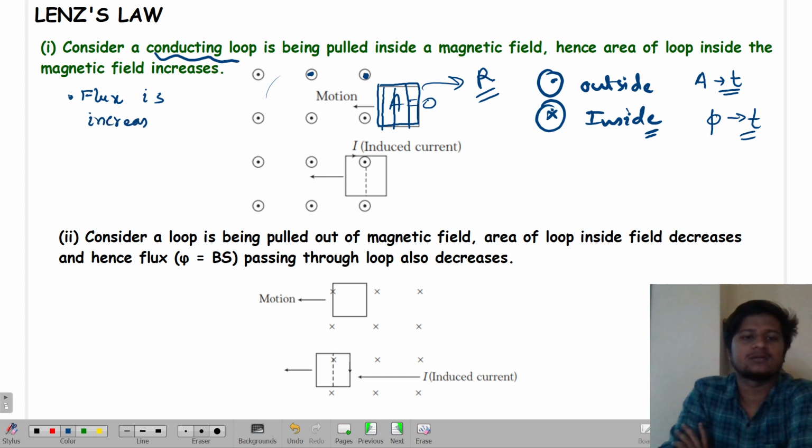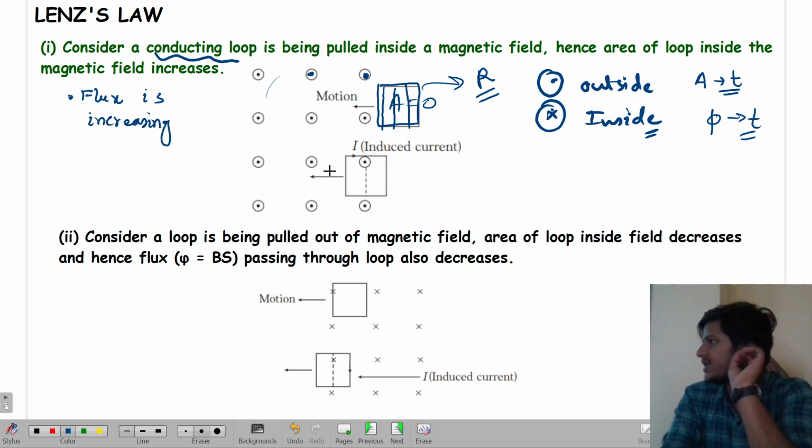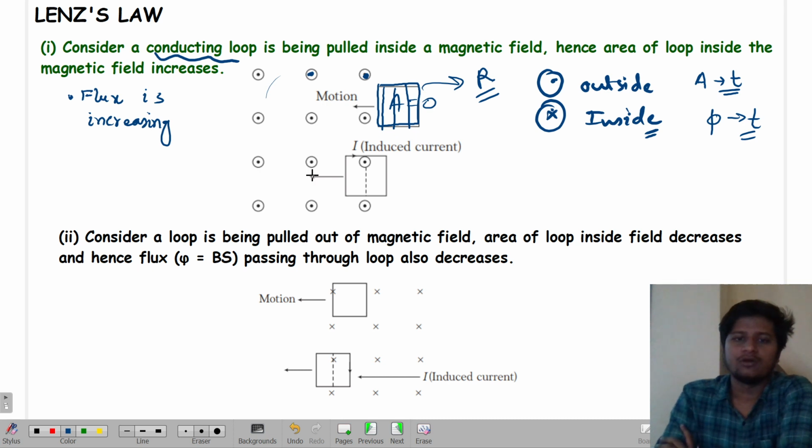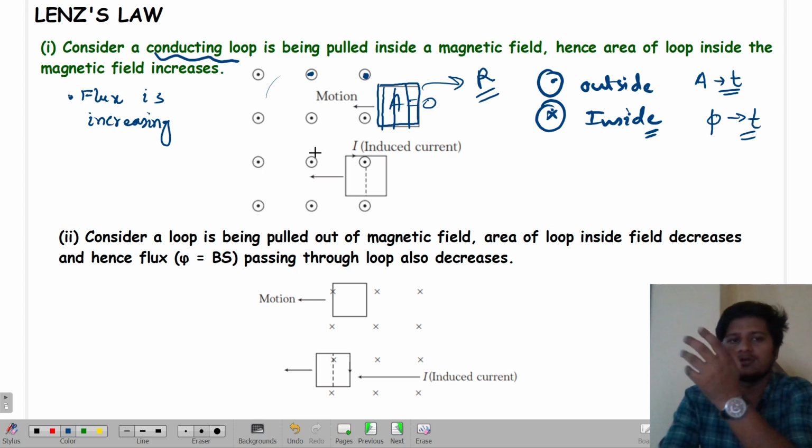What is happening, guys? Look over there. Try to understand. Initially, the flux of the system was how much? 0. Yes or no? Because there were no magnetic field lines crossing through this particular area. So flux is how much? Zero initially. Now, when it has started entering into the magnetic field, the flux has suddenly started increasing or not, because the area inside the magnetic field is also increasing. So with respect to time, what is increasing? Flux is increasing. Got it or not? So, okay, first write this line.